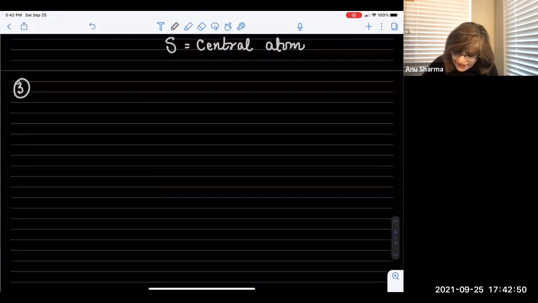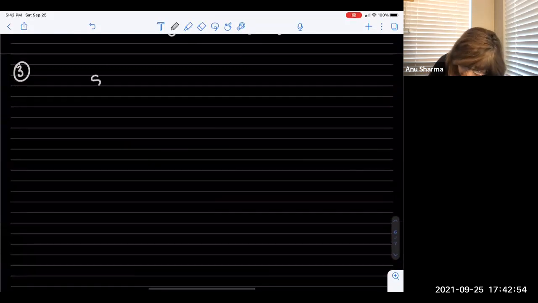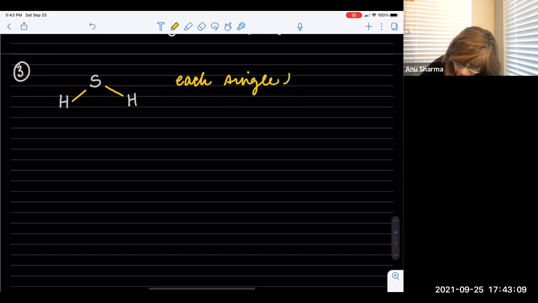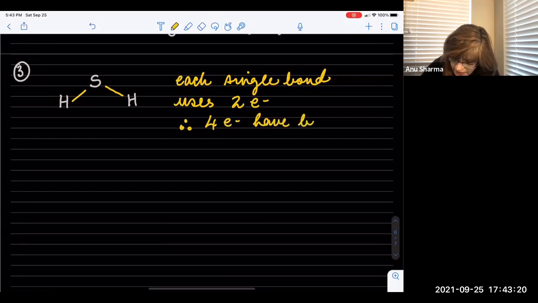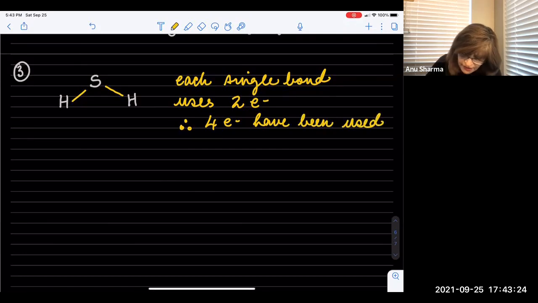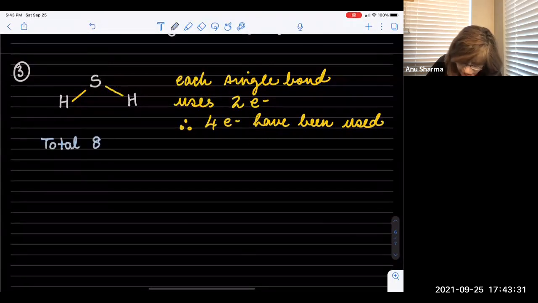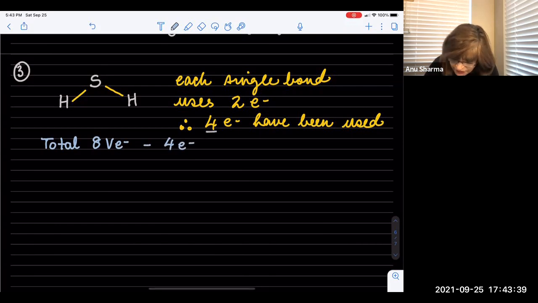Next, you're going to look at the next piece, which is sulfur gets in the middle, and you're going to put the hydrogen on the side. And the next thing is, you're going to connect them with single bonds. Each single bond uses two electrons. Therefore, four electrons have been used. Okay, then what happens? Total valence electrons are what? Total 8 valence electrons minus 4 electrons from the single bond. Okay, so you are left with 4 electrons.